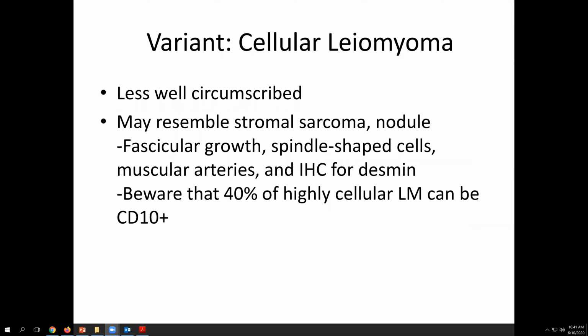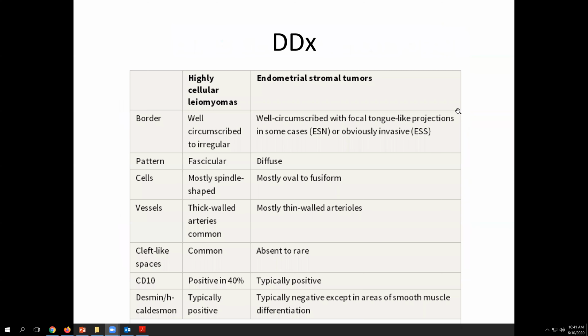Now, a variant of leiomyoma is the so-called cellular leiomyoma. This is usually not quite as well circumscribed and has a degree of overlap with endometrial stromal sarcoma or endometrial stromal nodule in that it can have fascicular growth, spindle-shaped cells, and up to 40% of these can be positive with CD10. So how are we going to differentiate those two lesions? Well, both tend to be well circumscribed, but endometrial stromal sarcomas may be more likely to have tongue-like projections into areas.